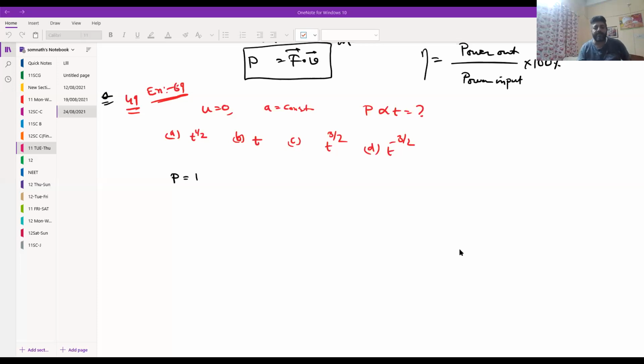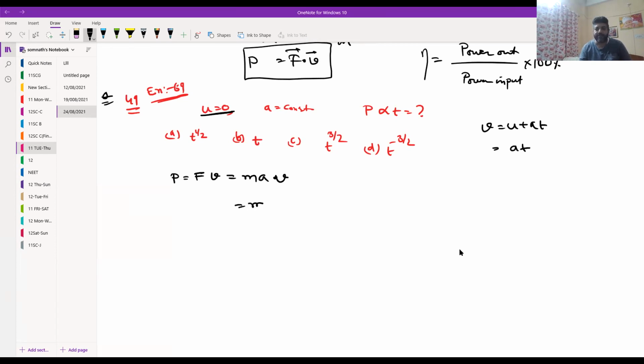Yes, power equals force into velocity. And what do you mean by force? Mass into acceleration into v. Yes or no? We know v equals u plus at. Initial velocity is 0, so we can say v equals at. So what we can write, m a at, that is m a square t. Yes or no?